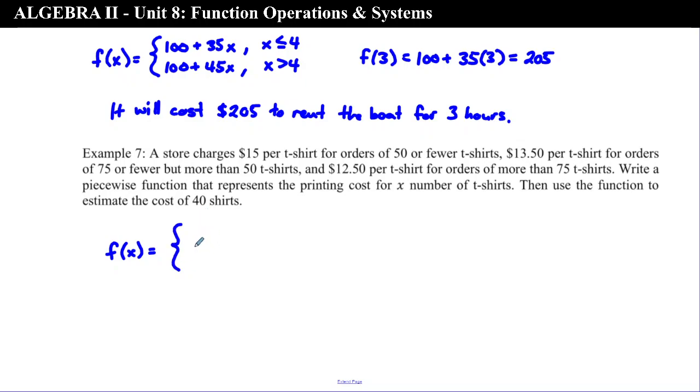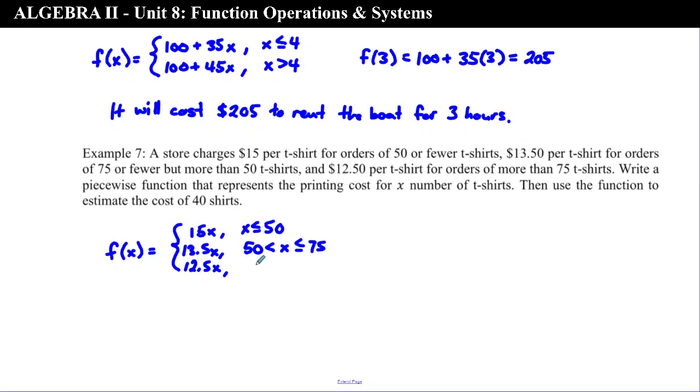So it's going to cost $15 per shirt for 50 or fewer, so 15x when x is less than or equal to 50. Then it will cost $13.50, so 13.5x, when we have 75 or fewer, but more than 50. So x is somewhere between 50 and 75, and we include 75 on this one. And then if we do more than 75, it's going to be $12.50 per shirt.